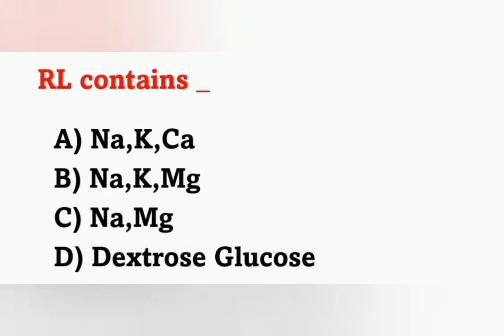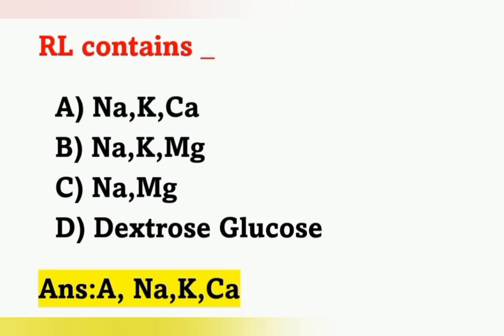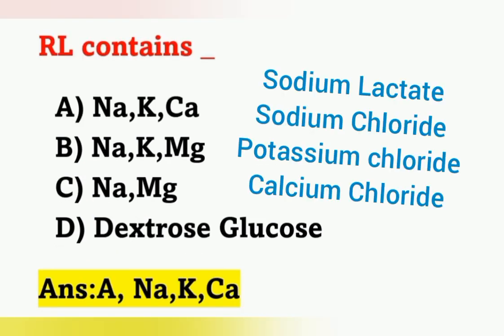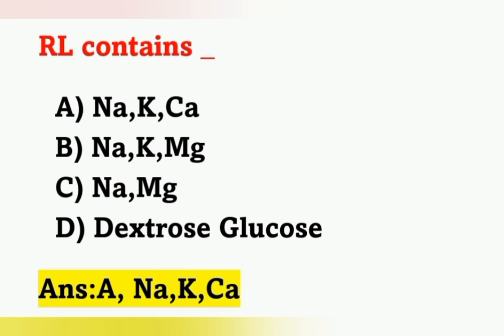The next question: RL contains which options? Option A sodium, potassium and calcium. Option B sodium, potassium, magnesium. Option C sodium, magnesium. Option D dextrose, glucose. The components of ringer lactate include sodium lactate, sodium chloride, potassium chloride and calcium chloride. Here the first option, sodium, potassium and calcium, is the correct answer, option A.